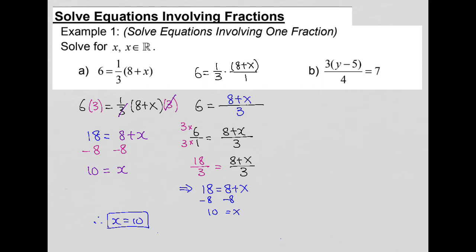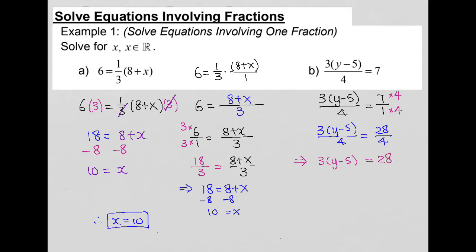Okay, now let's look at part B. Same thing again. I'm going to write 3y minus 5 over 4, and change the 7 into a fraction, which is 7 over 1. Between 1 and 4, the common denominator is 4. So I'm going to times by 4 to the 1 and times by 4 to the 7. So I'm going to have 3y minus 5 over 4 equals 28 over 4. Since they have the same denominator and the equations are equal, that means the numerator must be the same.